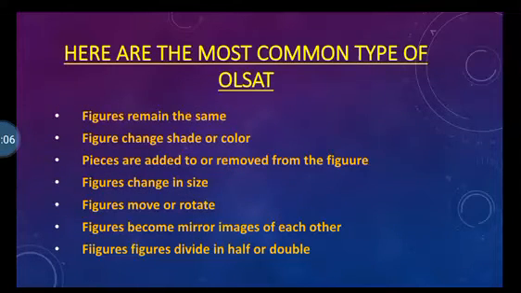Then here are the most common types of OLSAT. First one is figures remain the same. Second one is figures change shade or color. This is a type of OLSAT test. Then parts are added to or removed from the figure, figures change in size, figures move or rotate, figures become mirror images of each other, and figures divide in half or double.